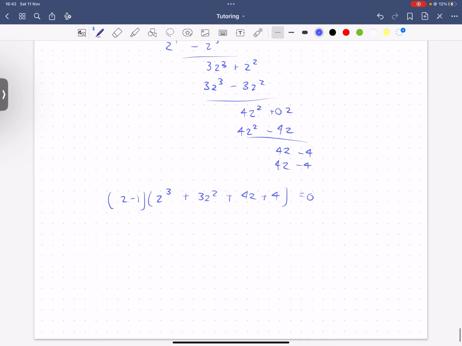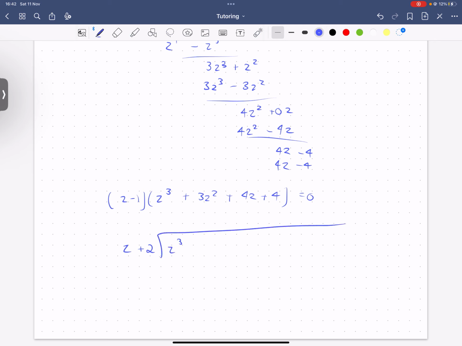Now this is a cubic, so we can't yet use the quadratic formula. Let's have a go at finding another factor. I might try, let's try 2 first up. 2 cubed plus 3 times 2 squared plus 4 times 2 plus 4. Now let's try minus 2. There we go, minus 2. So z plus 2 we're going to divide by now.